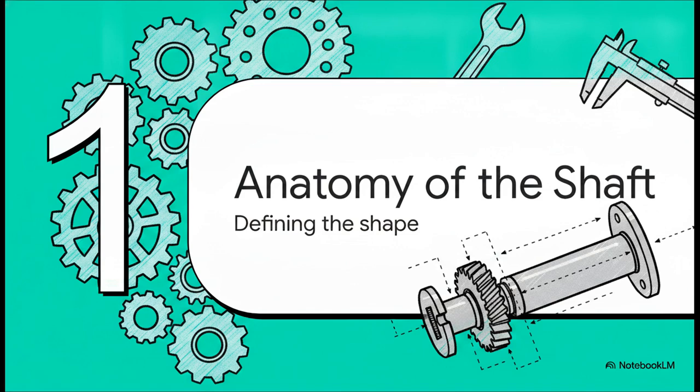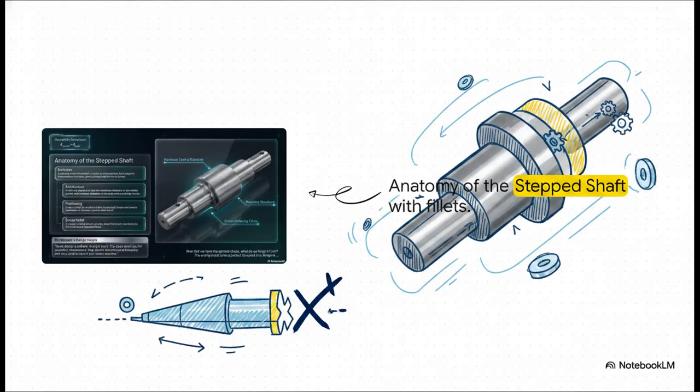All right, section 1, anatomy of the power shaft. We need to define the shape. Now, what's really interesting here is that power transmission shafts are almost never just simple straight rods. Just look at the architecture. It's a stepped shaft, engineered with its absolute maximum diameter right in the middle, tapering down toward the ends where the bearings mount.